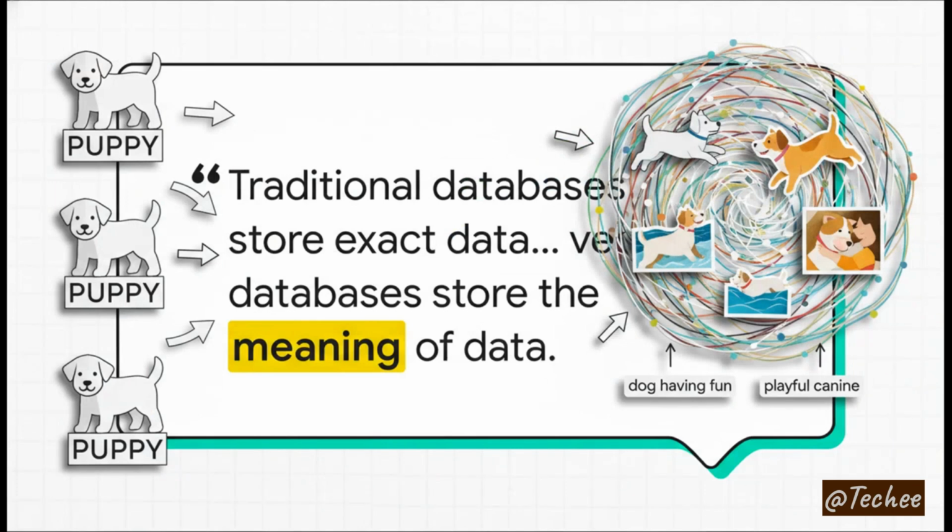I love this quote from AI Academy. It just nails it. It says, think of it this way. Traditional databases store exact data, but vector databases, they store the meaning of data. So a regular database knows the letters P-U-P-P-Y. A vector database understands the whole vibe of a puppy. That's why it knows that a dog having fun is a super similar concept.